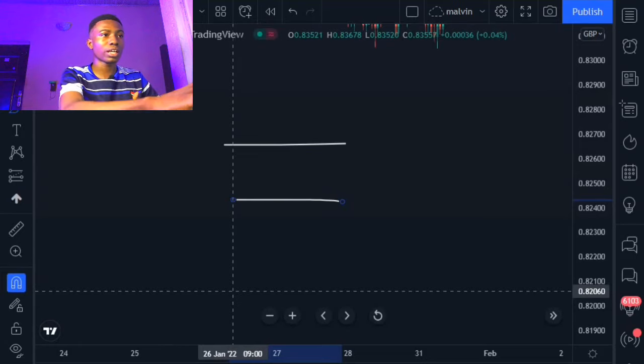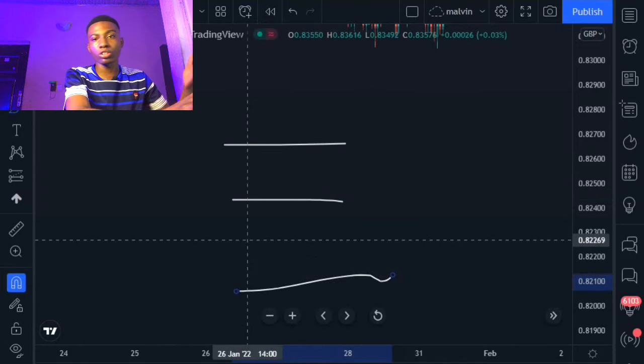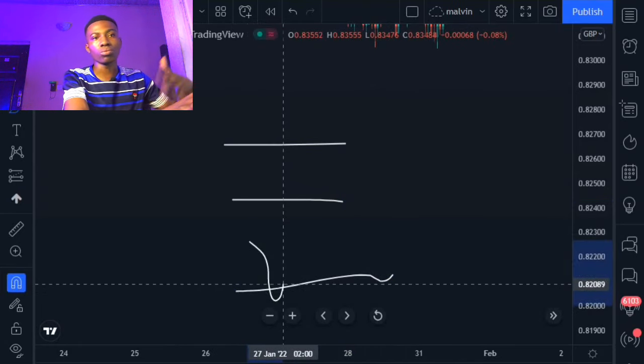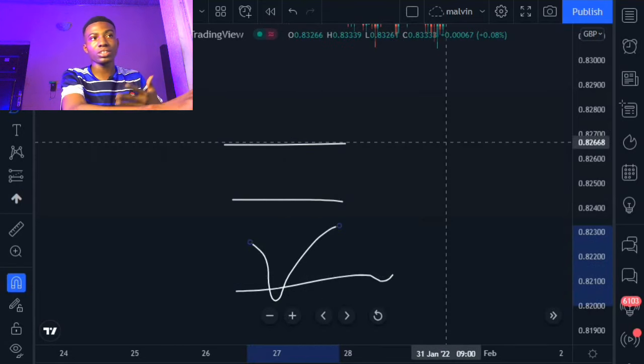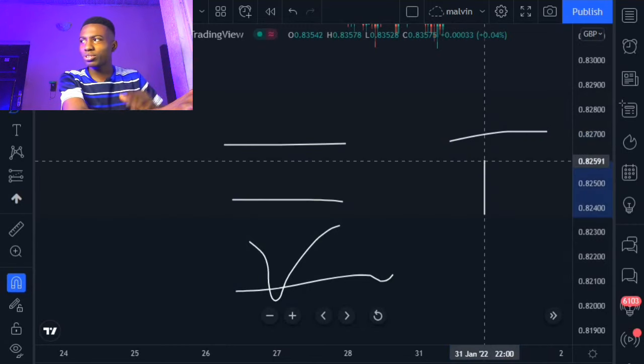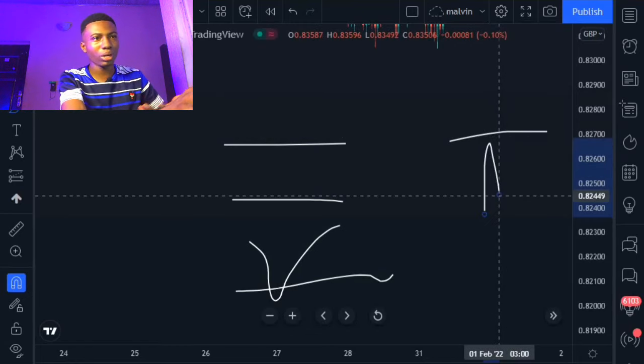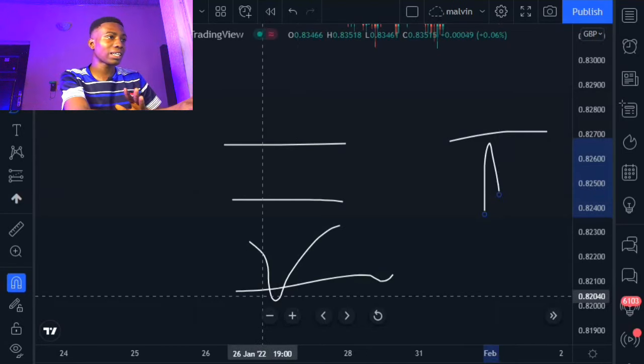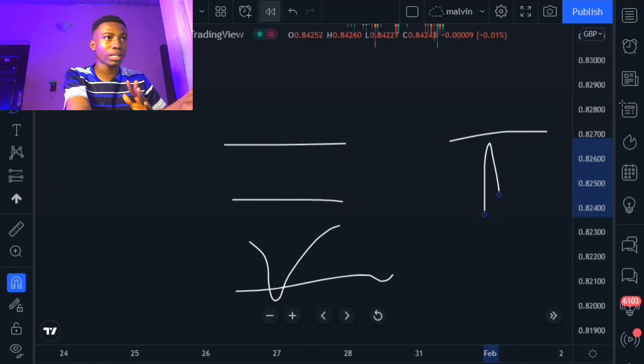Support is just like, let me say, a floor. When you bounce a ball, it hits the floor and bounces back up. The resistance is that place where, just like a ceiling, you throw a ball. Let me use something a little bit safer. Let me say you throw a pen at the ceiling and it hits the ceiling. What will happen? The pen will come back.